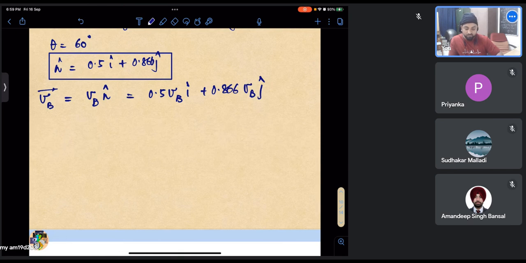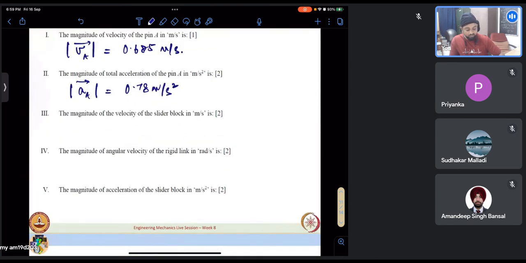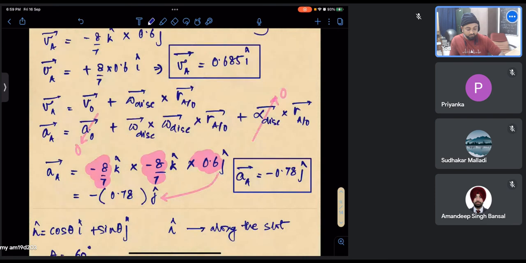Similarly, acceleration of B will be 0.5 AB I cap plus 0.866 AB J cap. Both are unknown for now. Okay. So we have to calculate that. That is what we have to do.